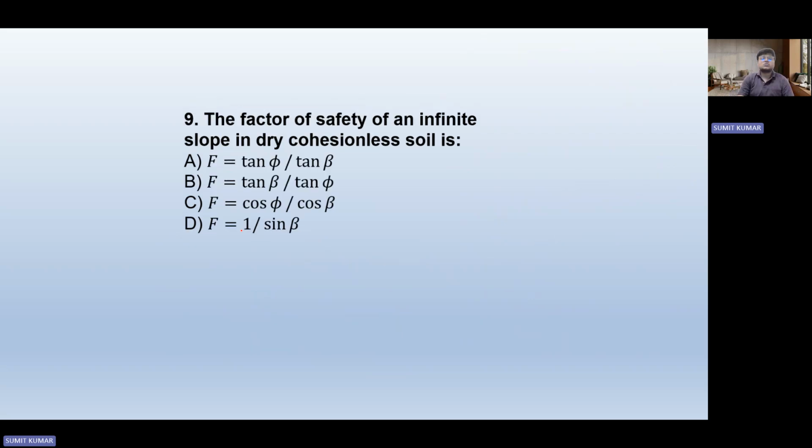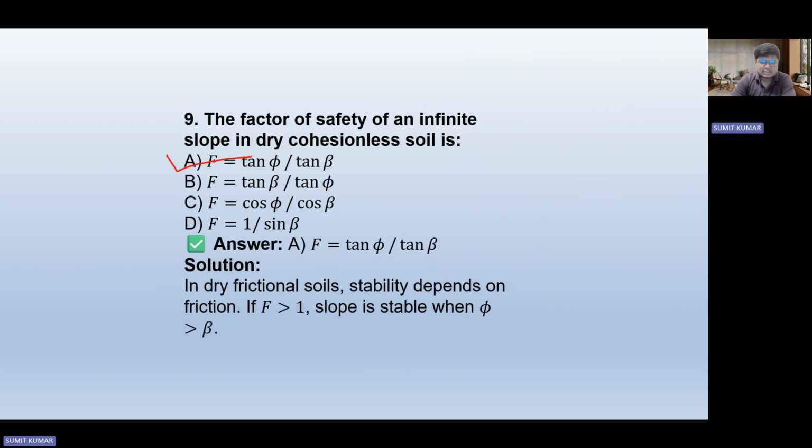Now, the next question is: the factor of safety of an infinite slope in dry cohesionless soil, c equal to 0. So that is tan phi by tan beta. If you remember, in a slide I have discussed this in great detail. F equal to tan phi by tan beta, so option E is the correct answer. The stability depends on the friction angle, and F is greater than 1, so the slope is stable when phi is greater than beta.